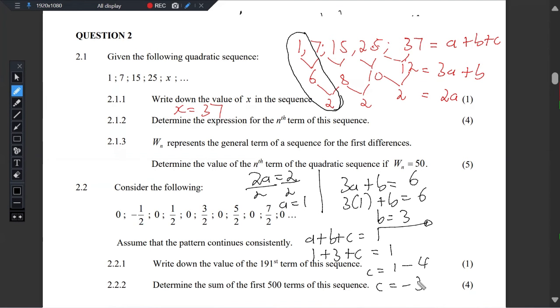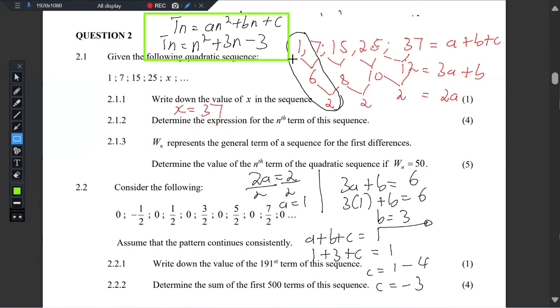Now, you have to then write that in terms of the general formula an squared plus bn plus c. So your a being 1, that means you have n squared. Your b is 3, that means you have plus 3n, and then your c is -3, so that's what you have. So that means your equation now is something like this. n squared plus 3n minus 3, right? So for that, you have 4 marks, right? So you have 4 marks.